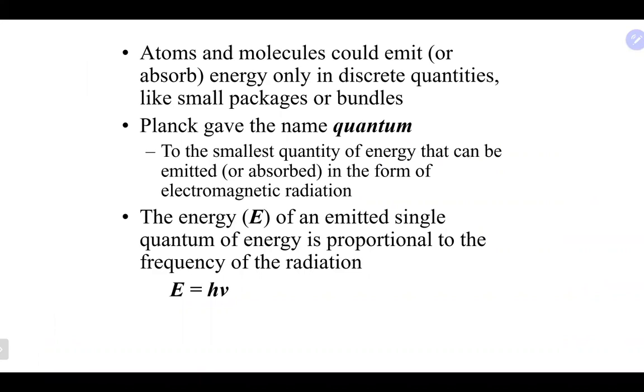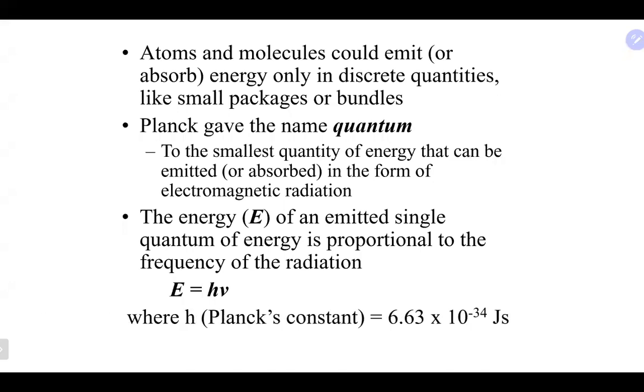So the formula on the bottom is the energy is equal to H times V. H is a constant. H is Planck's constant, which is this number right here. And that is a constant number like the speed of light, which is 3 times 10 to the 8. And this again is our frequency.